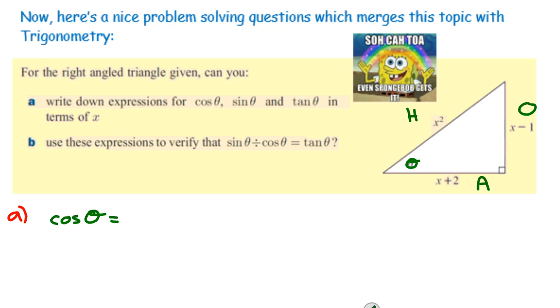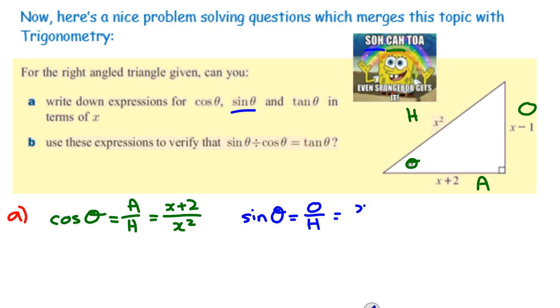So cos theta, remember according to SOHCAHTOA, cos theta is adjacent over hypotenuse. So in this case it will be equal to, so the adjacent is x plus 2 and the hypotenuse is x squared. Lovely. Now, next one is sine theta. Sine theta, according to SOHCAHTOA, is opposite over hypotenuse. So it's going to be our opposite, which is x minus 1, over our hypotenuse, which is x squared.